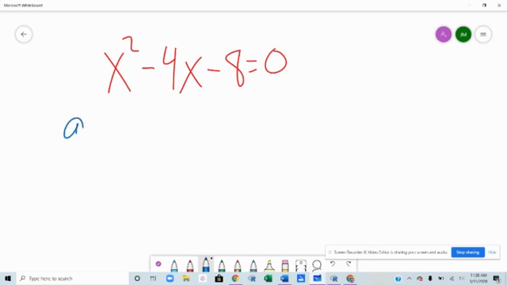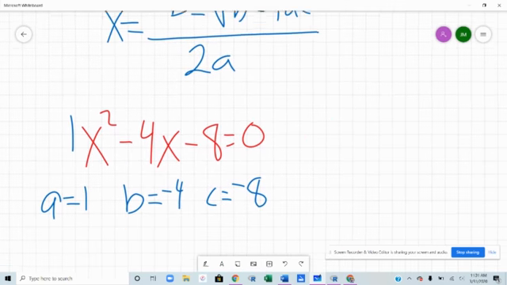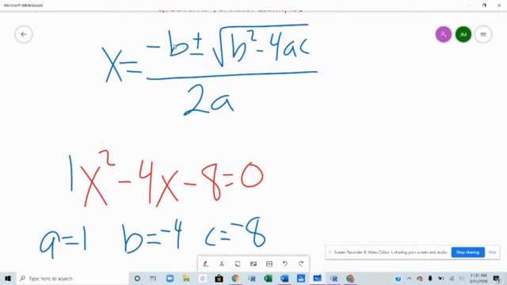Remember that a is the number in front of x squared, which in our case would be 1. b is the number in front of x, which in our case is negative 4. And c is your constant, which is negative 8. Making sure you are paying attention to those negative signs. So b is negative 4 and c is negative 8. Now we're going to take those and plug those into their places in our quadratic formula.